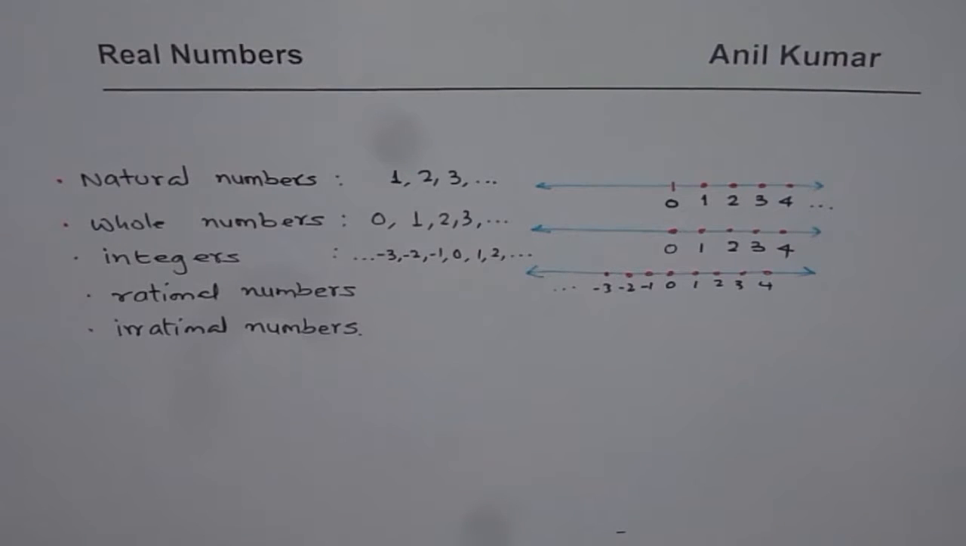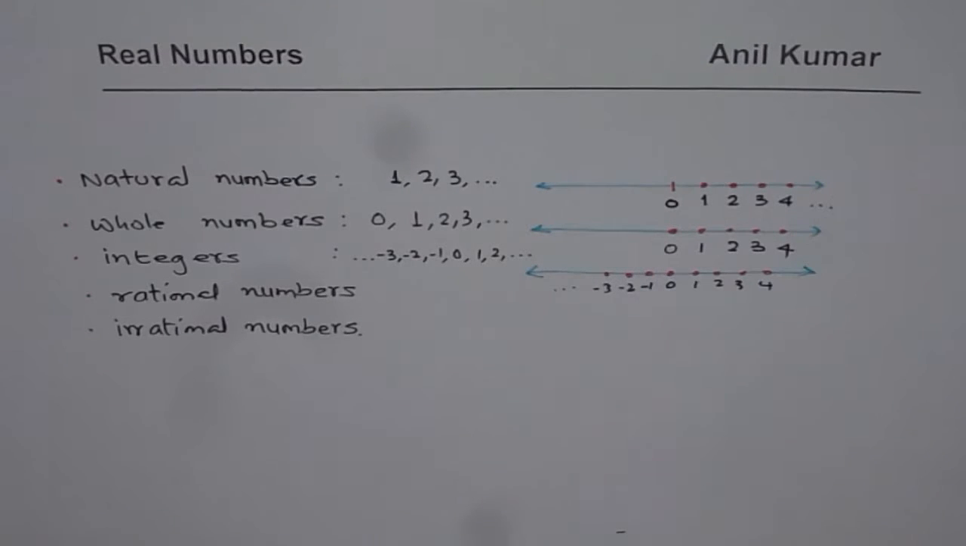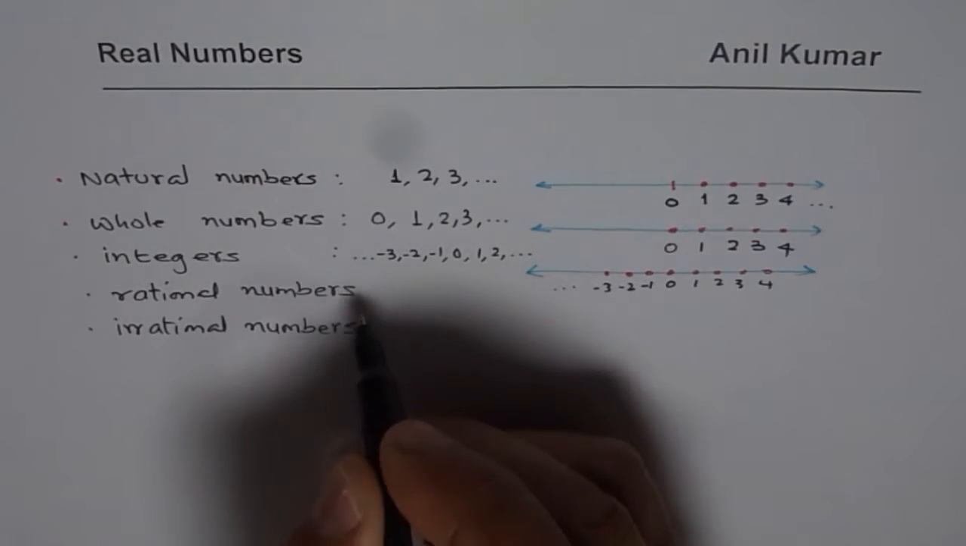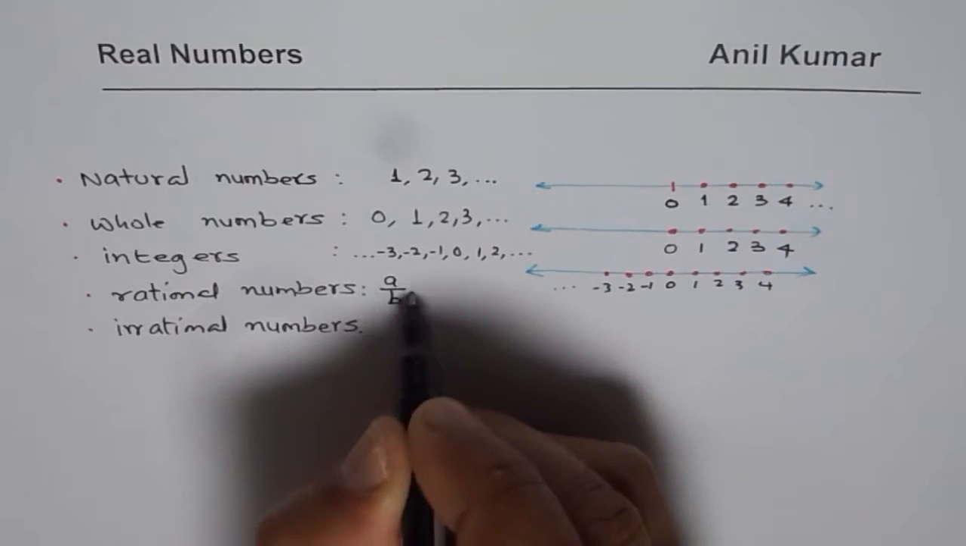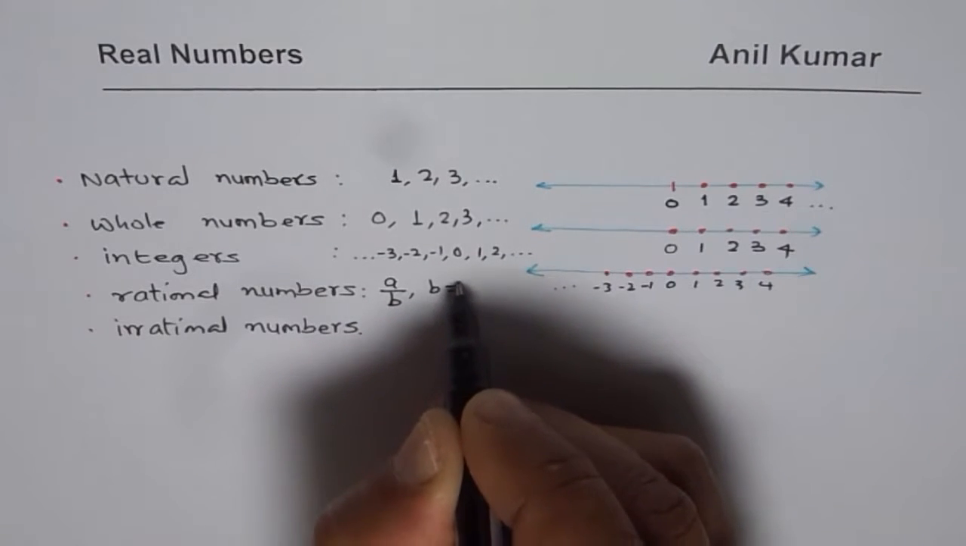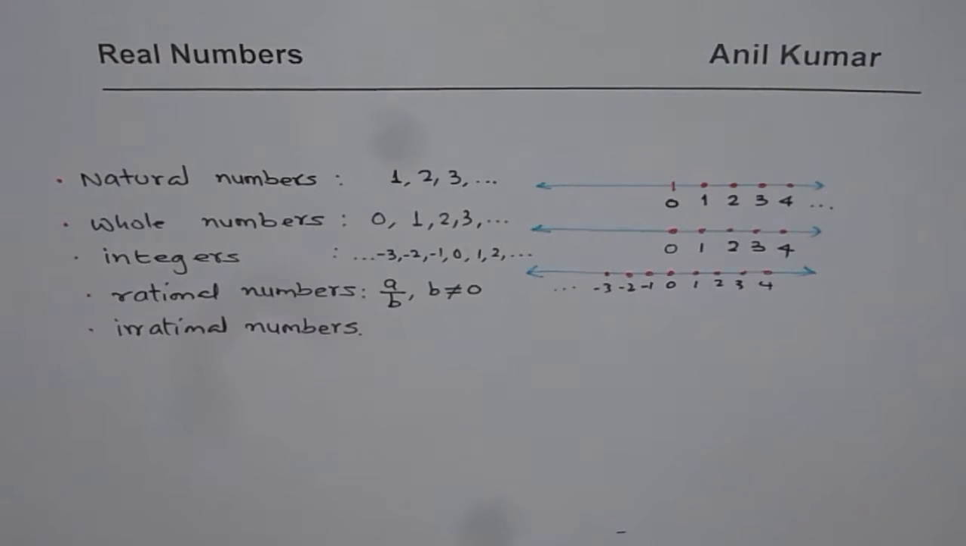Now, what are rational numbers? The numbers between the whole numbers on a number line, some of them which can be represented in the form of a fraction, are called rational numbers. So one way of writing rational numbers is a over b, where b is not equal to 0, since you cannot divide by 0. So those are the rational numbers, right?